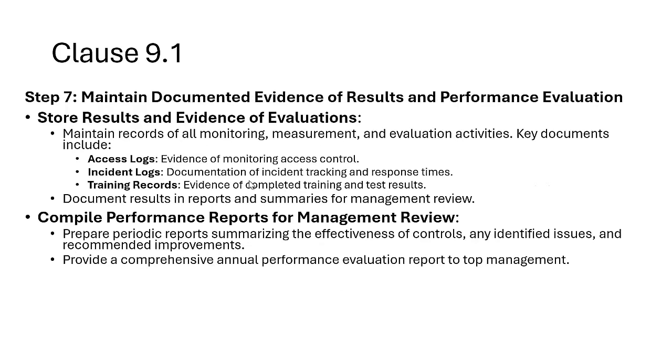Then we have step 7 in the 9.1 clause, which says maintain documented evidence. So whatever monitoring we did, we need to maintain the documents for that, because that demonstrates to the auditors we are doing great. So we have logs for access control, incident log, training records, and we document the results in our reports. And then we compile the entire performance report for management review. So we prepare the periodic reports. We summarize the effectiveness of controls and any identified issues, and also provide the comprehensive annual performance reports. So that is part of the requirement.